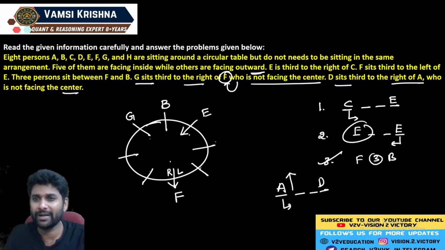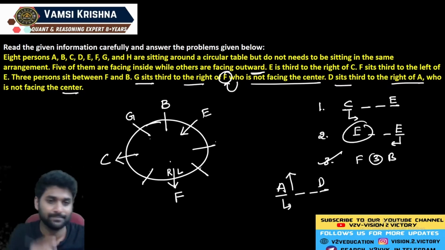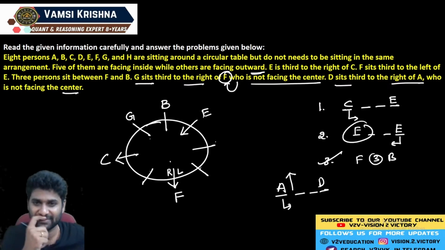Next one. According to E, you have to fix C, and there are two people between them. So definitely you have to place C here. We need E to be to the right of C. Right of C means C is facing away from the center. Then only you will get E on the right side of C.